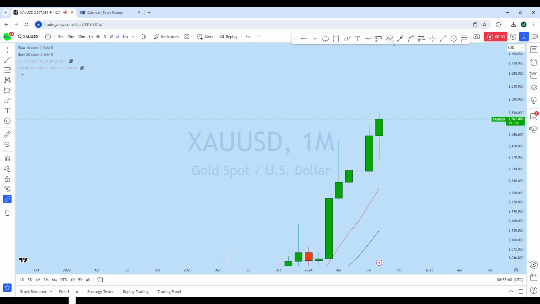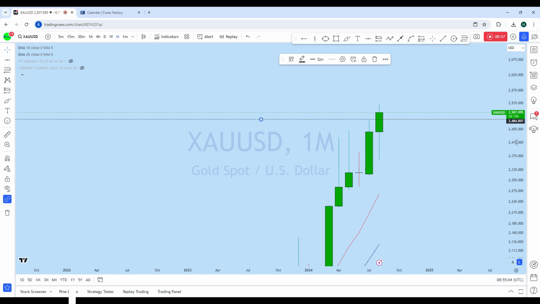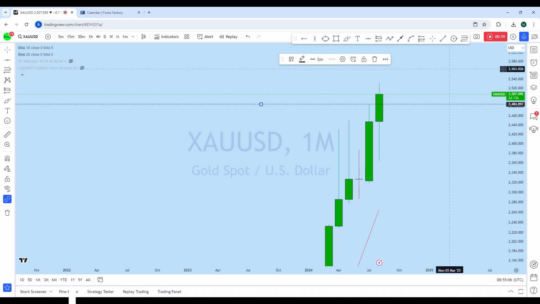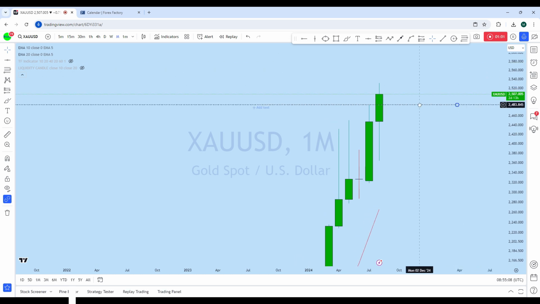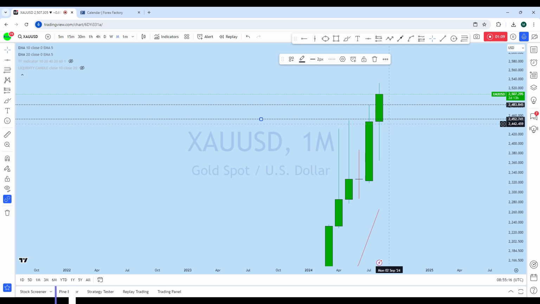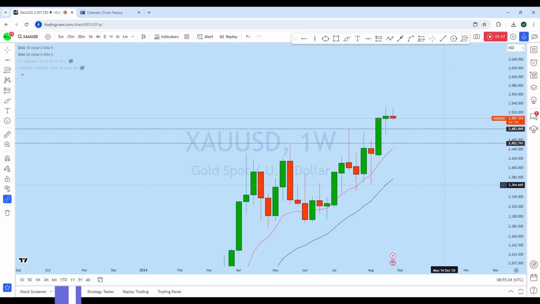Now, to draw potential levels where you can expect gold to come down for a pullback, one level is the 2485 level from the monthly, which is the monthly resistance, the previous monthly high. The other level could be the monthly support, where there is a monthly opening and closing, and also above this long wick candle. Keeping that in mind, let's look at the weekly chart to see how the market is evolving.